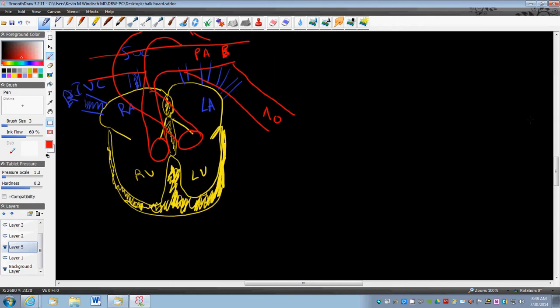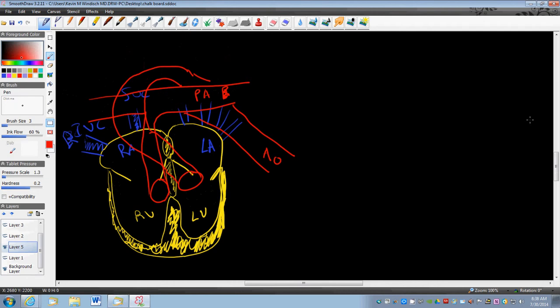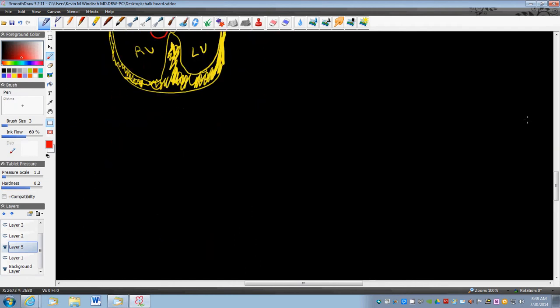So, let's draw hypoplastic left heart. And in a hypoplastic left heart, there's not much of a left ventricle here.